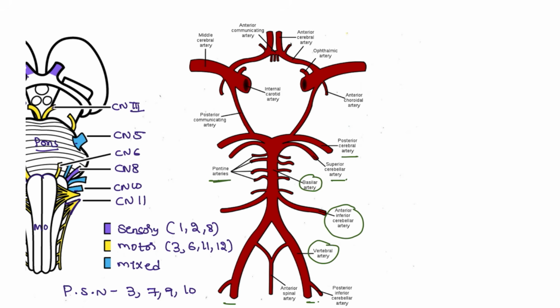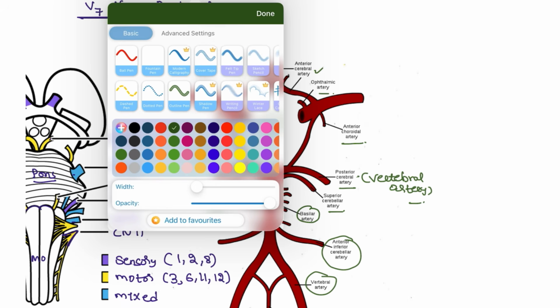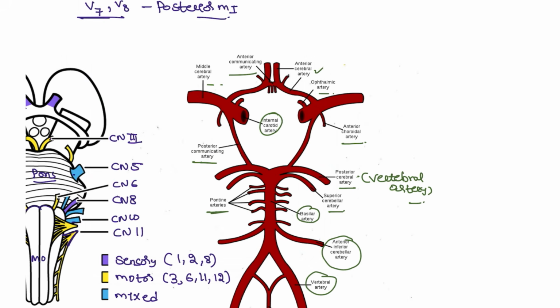So remember that the posterior cerebral artery is also a branch of the vertebral artery. So please don't confuse this with a branch coming from the internal carotid artery. The internal carotid artery only gives branches to the posterior communicating artery, anterior choroidal, ophthalmic artery, anterior cerebral artery, and also the anterior communicating artery and the middle cerebral artery. So I am going to use different colors so that you can remember. So first thing, these branches have also been asked, guys. Okay.